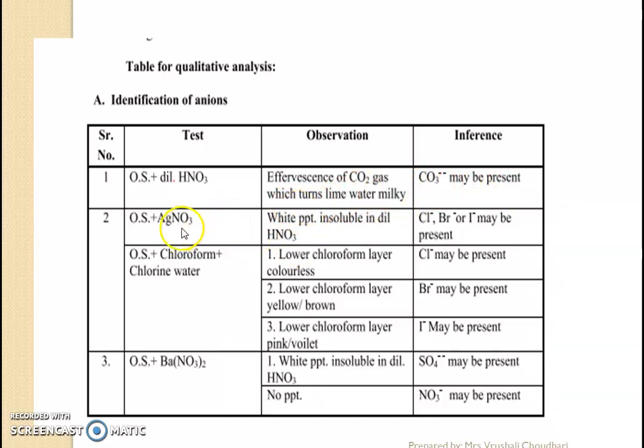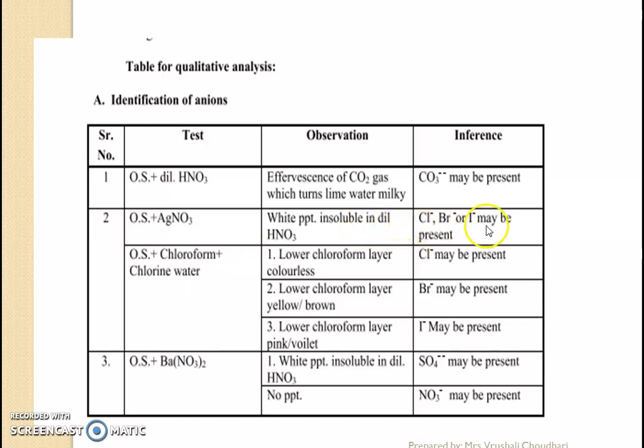We will perform the second test. Second test is OS plus AgNO3. We will add silver nitrate in the given solution. As we add silver nitrate, we will observe two possibilities. White PPT: if white PPT is there, chlorine, bromine, iodine may be present. If no PPT, chlorine, bromine, iodine are absent. If these three are present, we are going to separate them out by using chloroform and chlorine water.